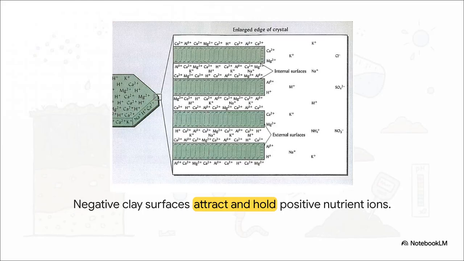Let's take a closer look at how this actually works. This diagram shows a close-up of a clay particle. See all those little negative signs on the surface? Those are like tiny magnets. They attract and hold on to those positive nutrient ions, the cations, like calcium and potassium. This keeps them safe, right there in reserve, so they don't wash away. Then, a plant root can come along and basically trade a hydrogen ion for a nutrient it needs. It's this amazing exchange system.